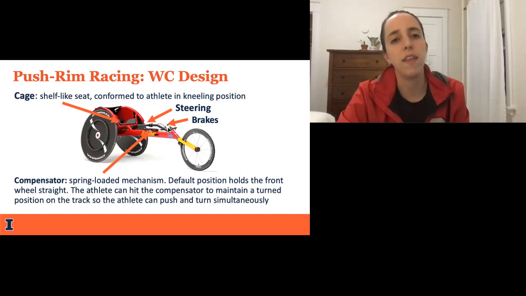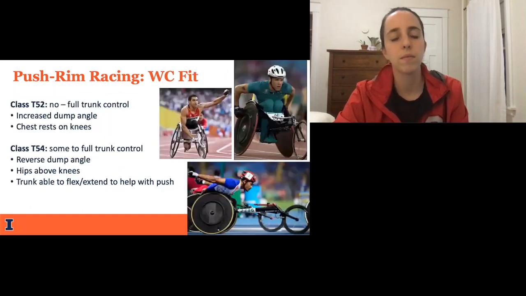You can see the brake line there that will attach to the front wheel so you can brake.